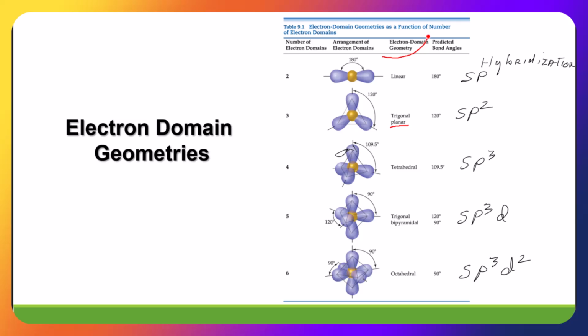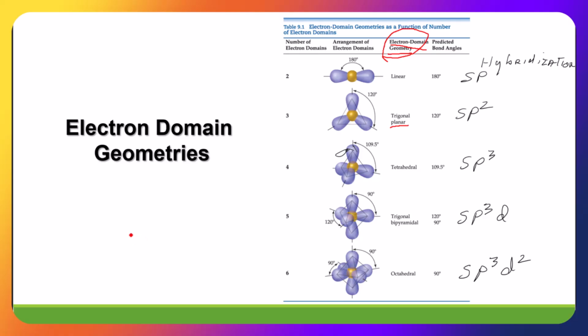Notice that the hybridization is based on electron geometry, not the molecular geometry. So electron geometry determines the hybridization. We count everything, whether it's a non-bonding pair of electrons or not.